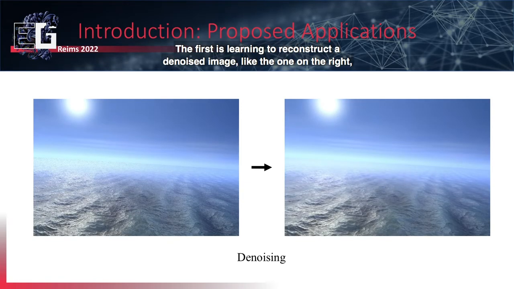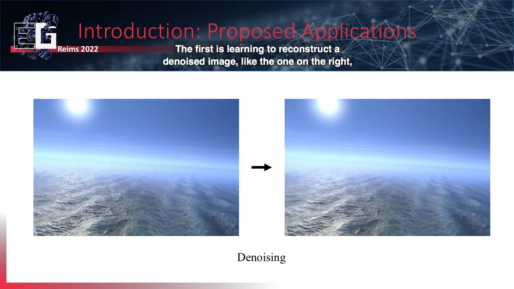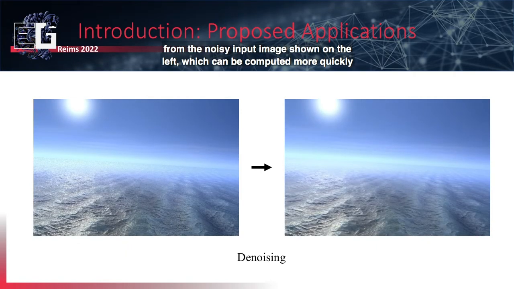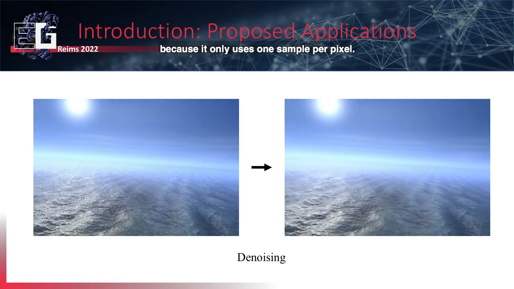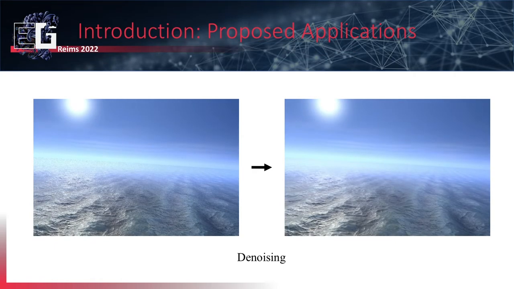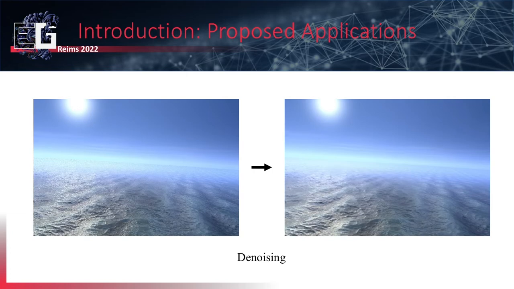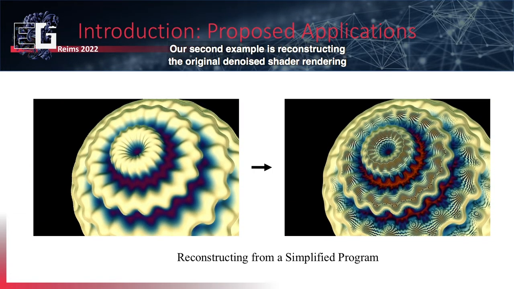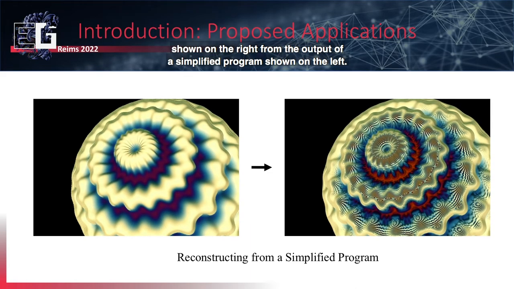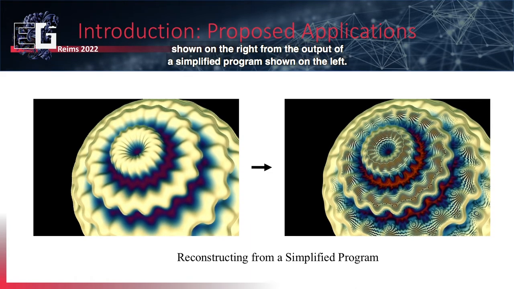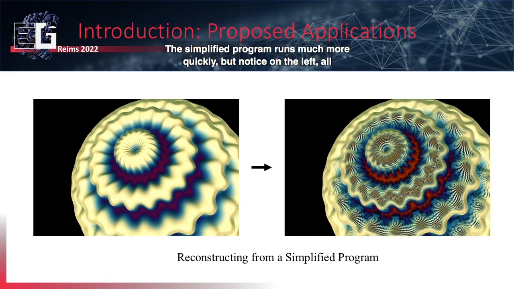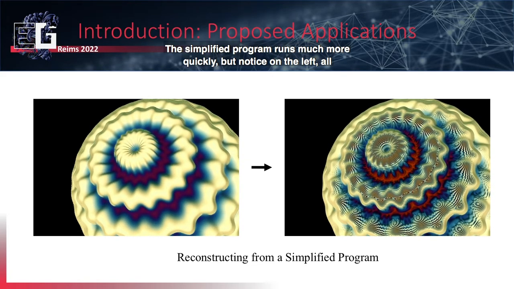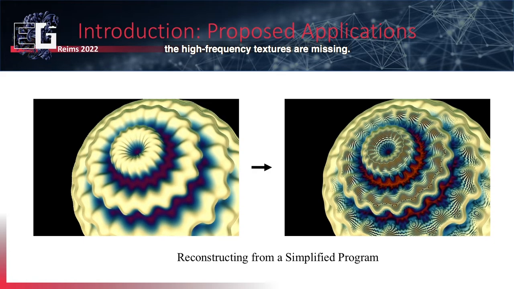The first is learning to reconstruct a denoised image like the one on the right from the noisy input image shown on the left, which can be computed more quickly because it only uses 1 sample per pixel. Our second example is reconstructing the original denoised shader rendering shown on the right from the output of a simplified program shown on the left. The simplified program runs much more quickly, but notice on the left, all the high-frequency textures are missing.